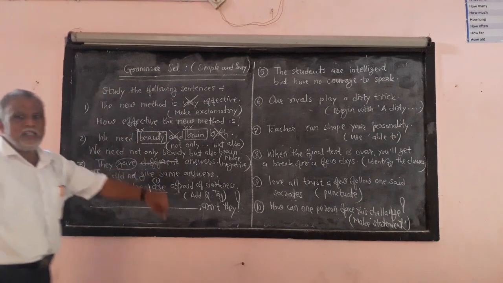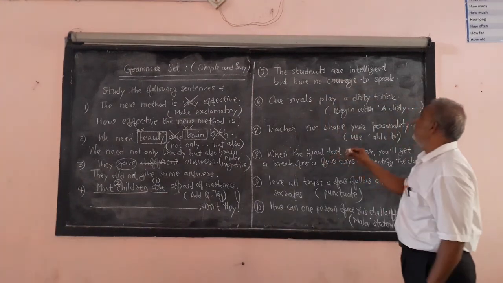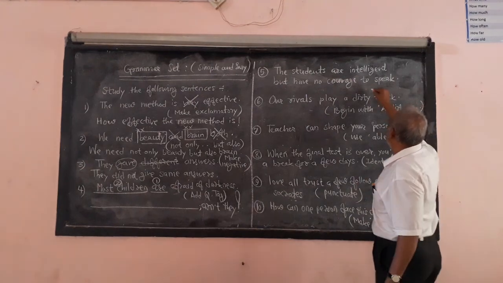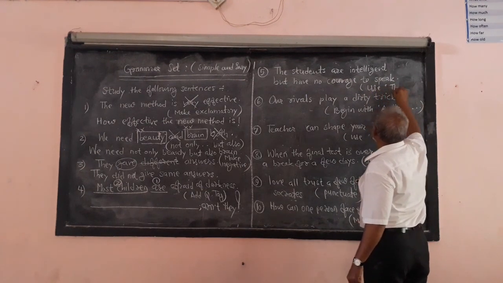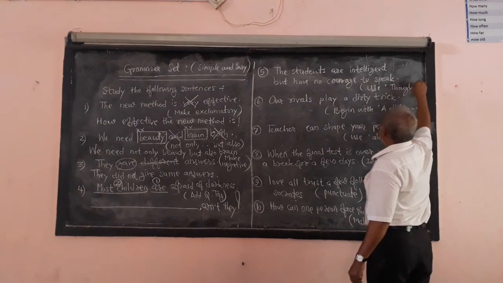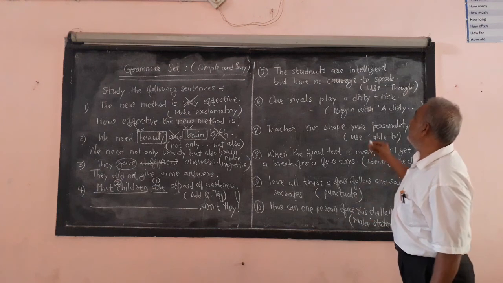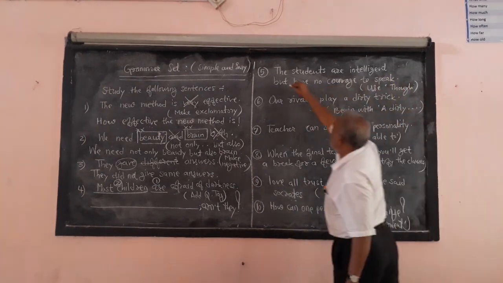Come to sentence number 5. The students are intelligent but have no courage to speak. We have to use 'though'. Here the instruction is missing, so I give the instruction: use though. Write the sentence up to 'but'. The students are intelligent. Remove but.